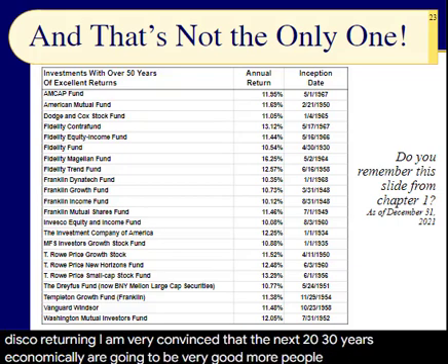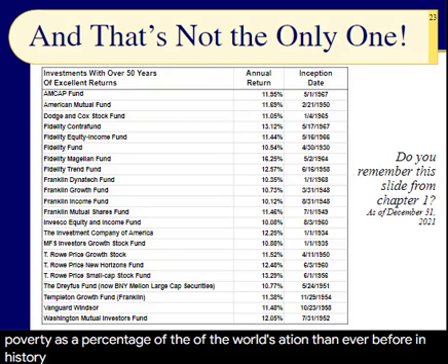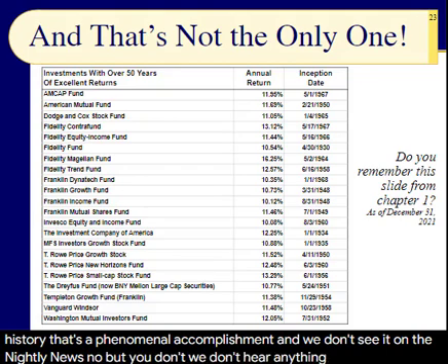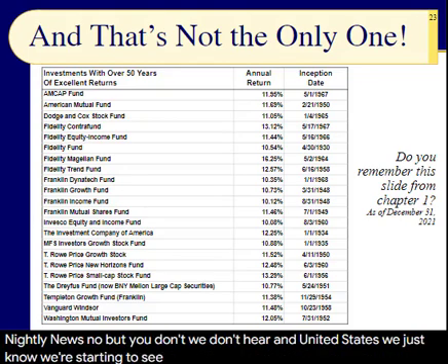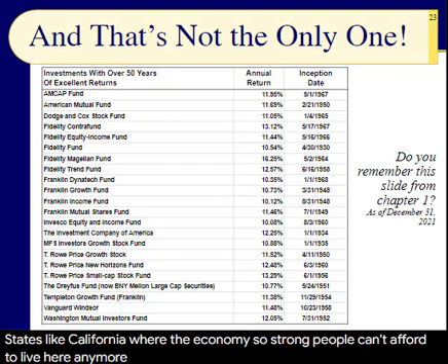More people have come out of poverty as a percentage of the world's population than ever before in history. That's a phenomenal accomplishment, and we don't see it on the nightly news. But here in the United States, we're starting to see poverty on a bigger level, mostly in states like California, where the economy is so strong, people can't afford to live here anymore. A strong economy is a good thing, and it's a blessing and it's a curse.